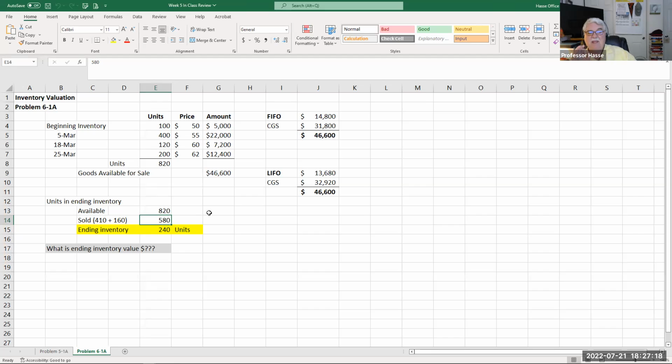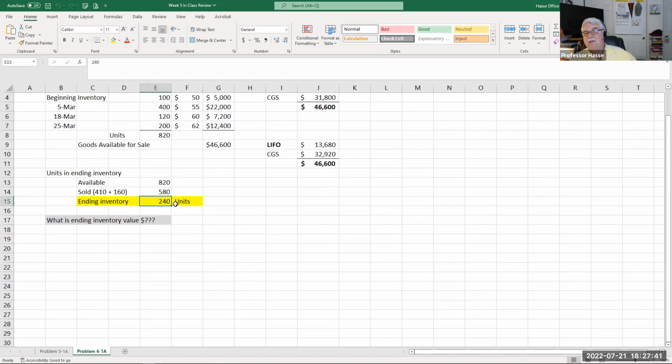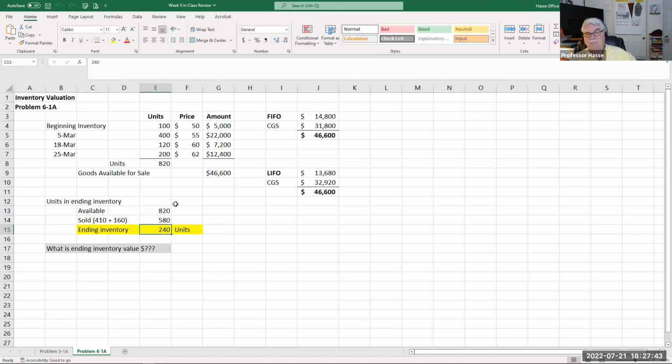All right. Well, let's say they sold 580 units of that 820 units during the month of March. So that means they had 820 units available in their inventory. They sold 580. That means they have remaining 240 units of inventory. Now, because these inventory items are all the same, but they came in at different dates and different prices, how do I place a value on those 240 units?